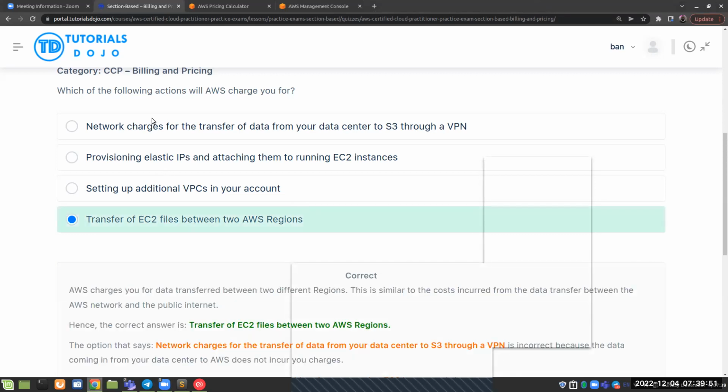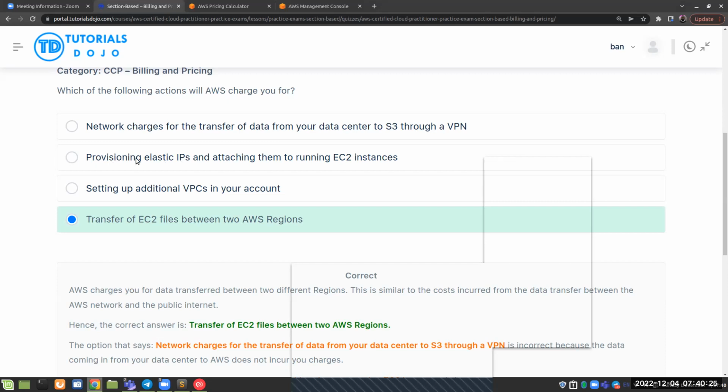So it's D. Now let's talk about this one because it's an important point. Provision elastic IPs and attaching them to running EC2 instances: AWS will not charge you. On this particular phrase, when will AWS charge you? Who knows? You provision elastic IPs and attach them to an EC2 instance, AWS will not charge you. What will you do for AWS to charge you?